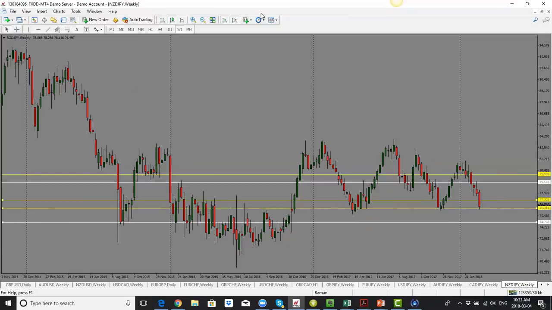So I would look for price to push up a little bit, something like that, and then do a drop. So 77.20 level looks like a good level for a potential drop.